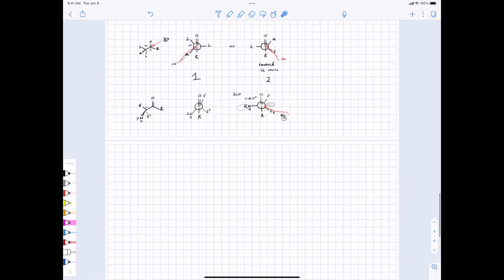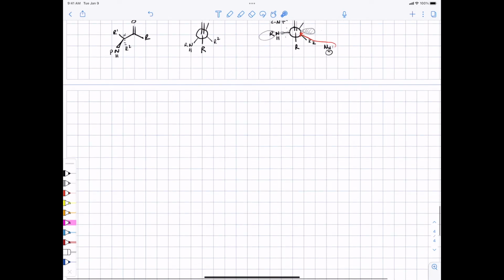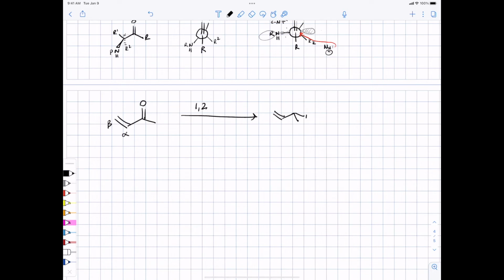I feel like this is just sort of a random fun fact day. I think for alpha beta unsaturated carbonyl compounds, you have the option to do 1,2 nucleophilic addition where the nucleophile attacks the carbonyl carbon, or you have the option to do 1,4 addition where the nucleophile attacks the beta carbon.